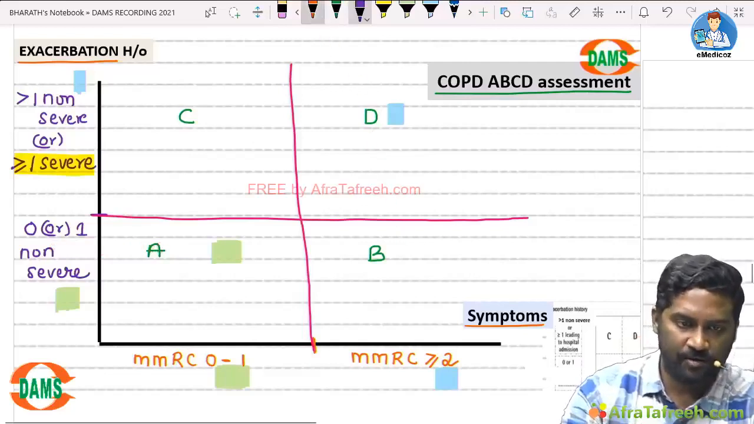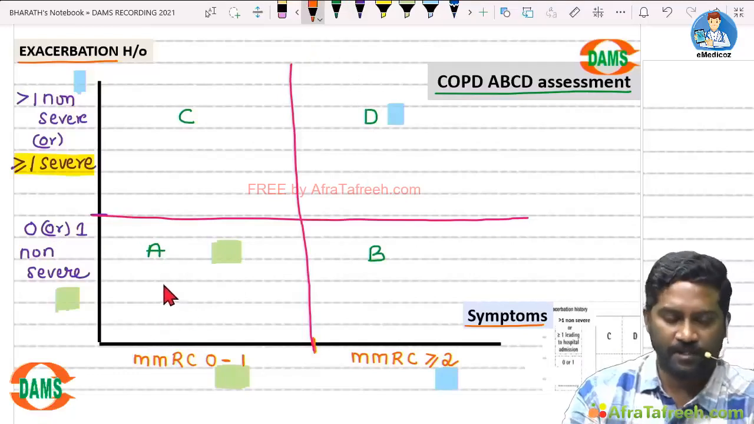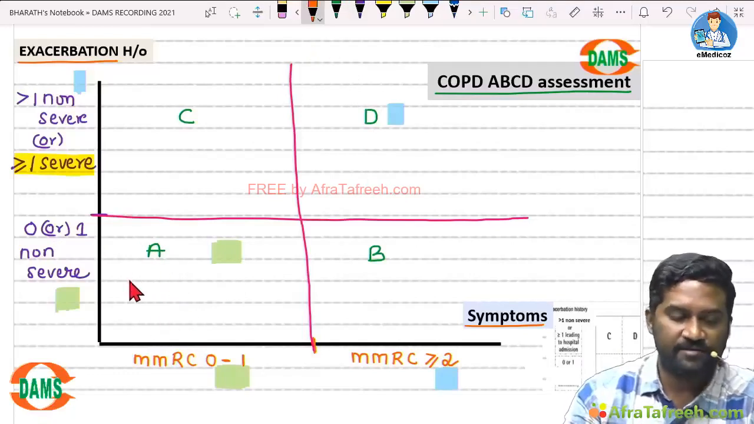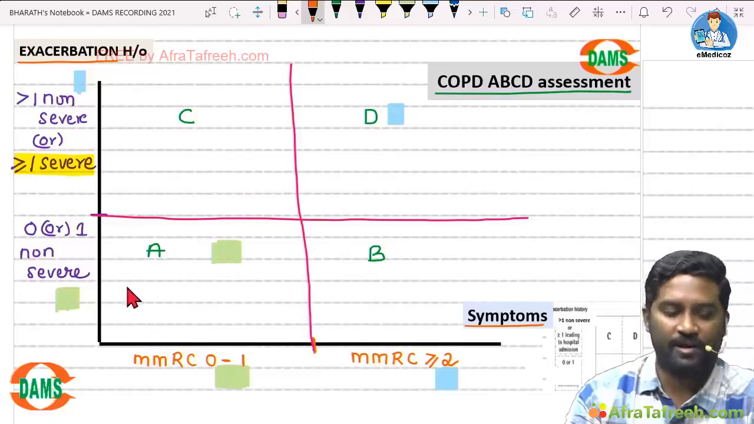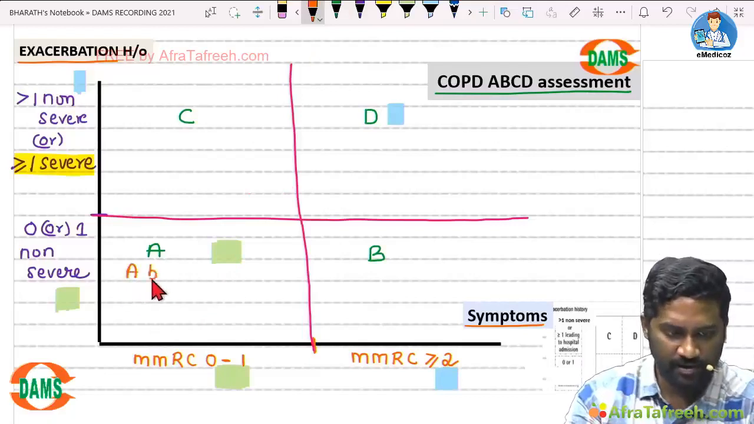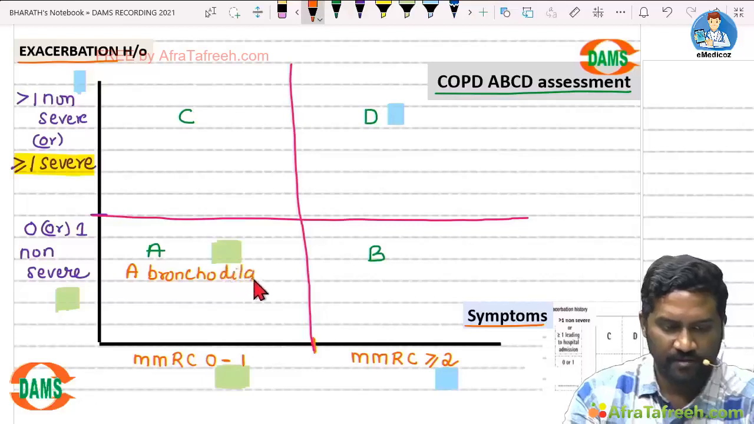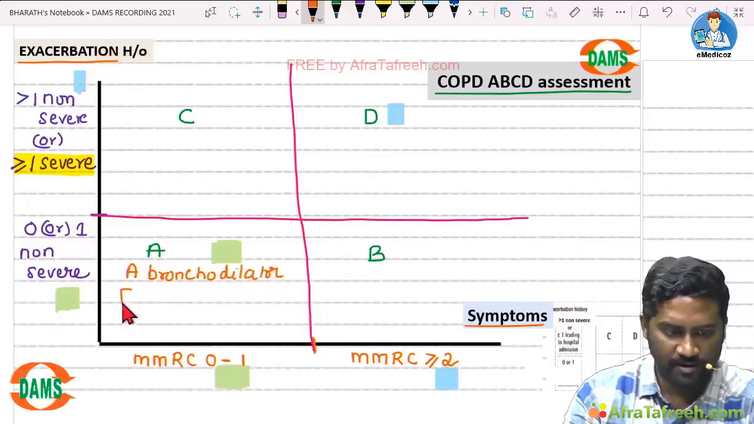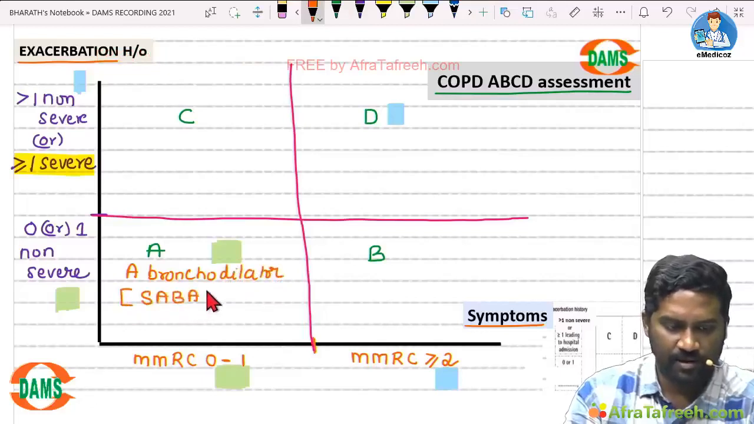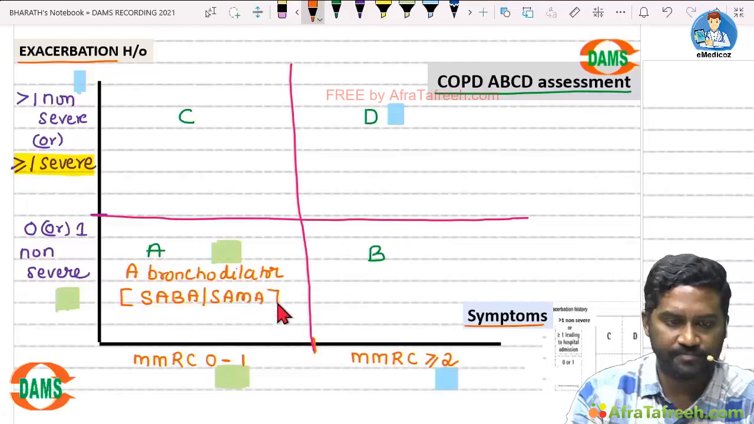Let us see the treatment options. If it is group A, I can start a bronchodilator. A single bronchodilator will be sufficient, because this is not that significant a disease. So what will be the bronchodilator? Initially I can start with a short acting bronchodilator, either SABA or SAMA.